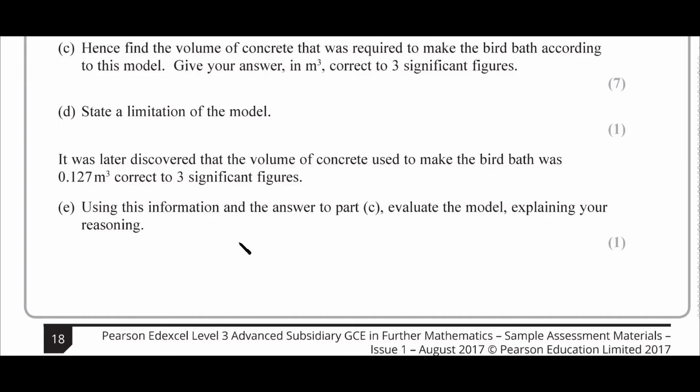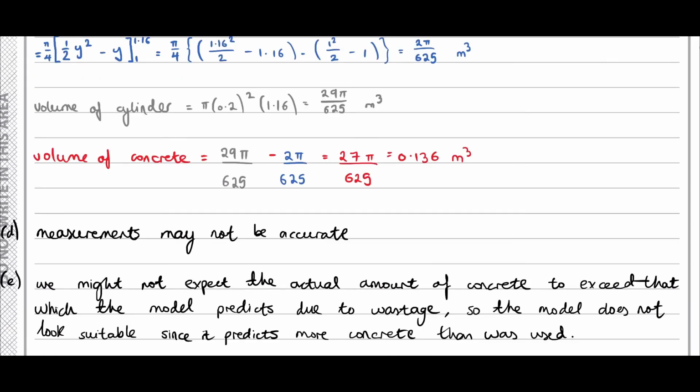So we might expect the actual amount of concrete to not exceed that which the model predicts due to wastage, and therefore the model does not look suitable since it predicts more concrete than was used. So there might be some waste concrete essentially. So essentially the model has more concrete than we actually use because of that waste, which is produced as a result of building this bird bath. So hopefully that question makes sense.